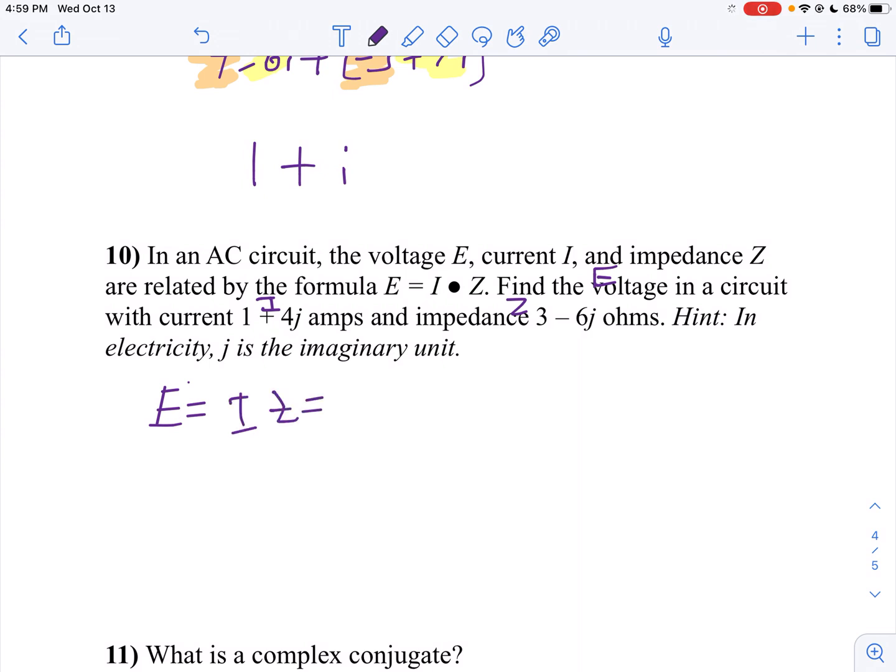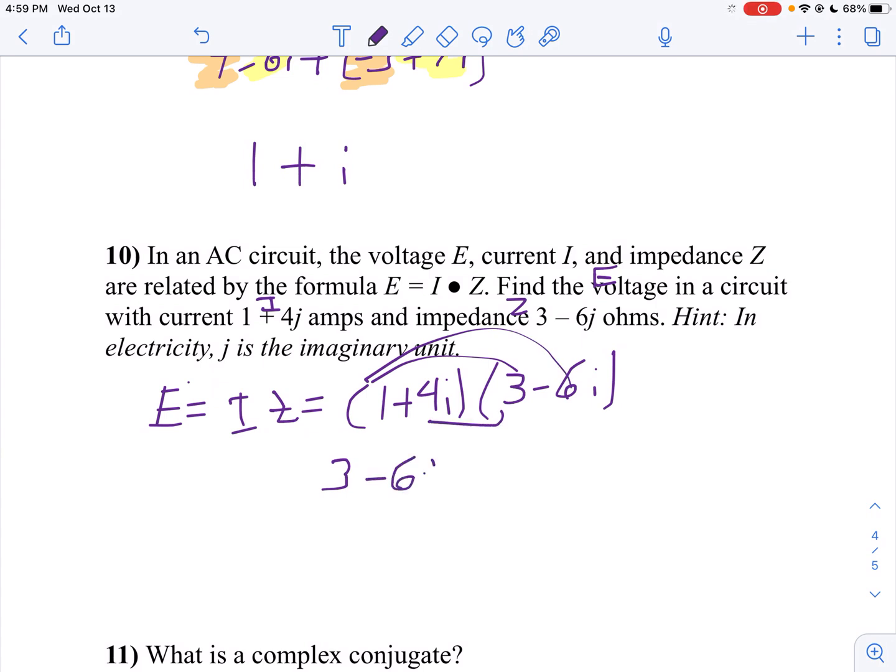So in other words, I'm going to take I, which is 1 plus 4i, and multiply that by Z, which is 3 minus 6i. Then, let's multiply these together. It's like multiplying binomials. Distribute. 1 times 3 is 3. 1 times negative 6i is negative 6i. 4i times 3 is positive 12i. 4i times negative 6i is negative 24i squared.